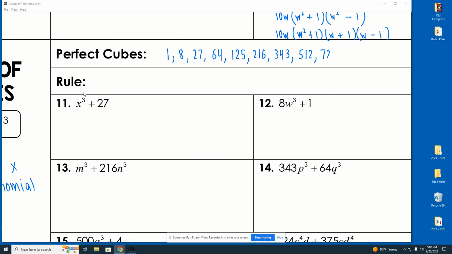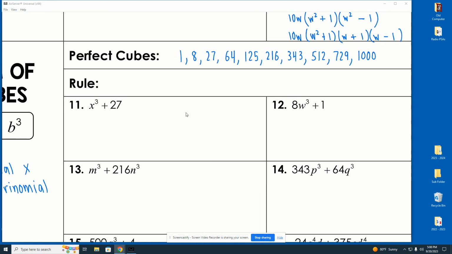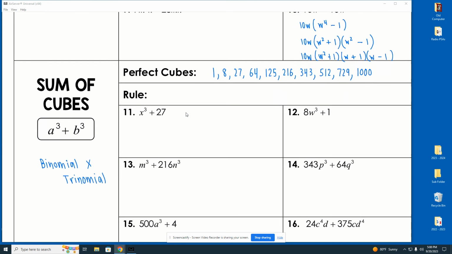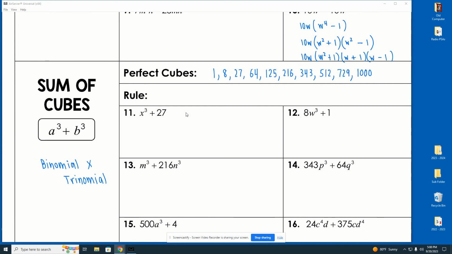9 cubed, 729. Up to 10 cubed, 1,000. As you can see, these get big real fast. Now, if I miss one of these, please don't make fun of me, because I just kind of forgot. And I forgot my paper, can't find it real quick on the spot. So I think that's them. Anyways, let's move along to the rule.